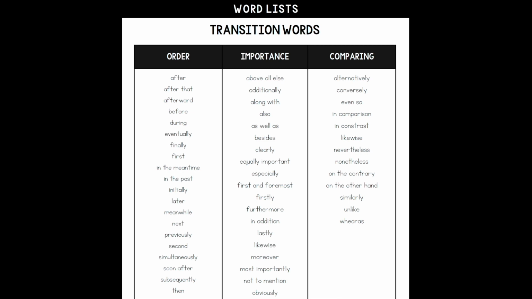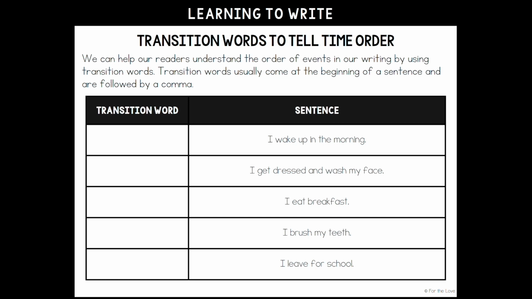Notice there are 3 ways that we are going to use transition words, and they each have their own word list. This is going to be a resource for you as the teacher. You can choose which ones you want to share with your students in an anchor chart or within examples. This page goes to students. You can either print out copies or you can have them copy this into their writer's notebook.